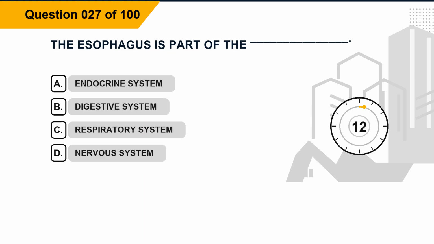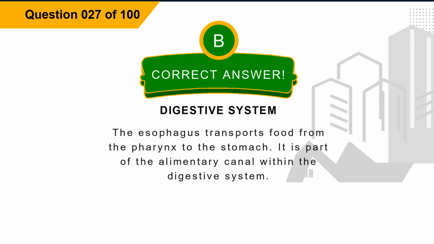Question 27. The esophagus is part of the blank. Option A, endocrine system. Option B, digestive system. Option C, respiratory system. Option D, nervous system. The correct answer is option B, digestive system.